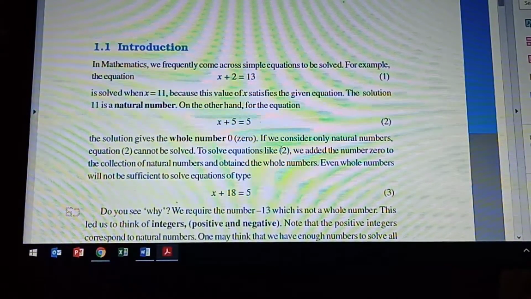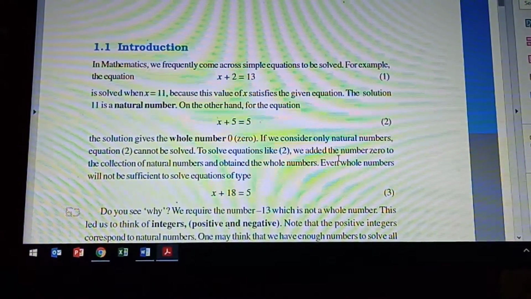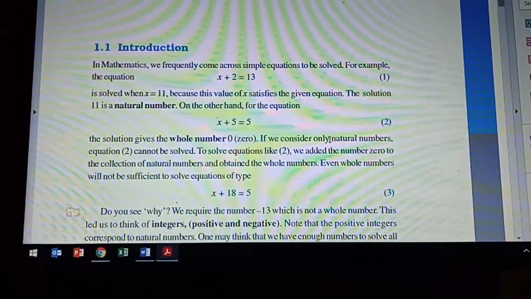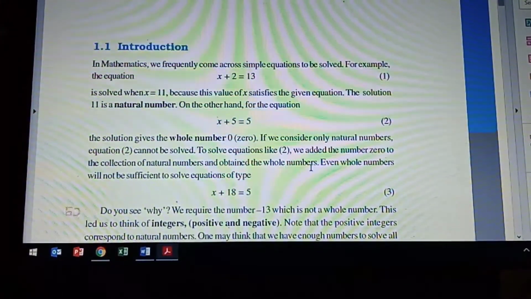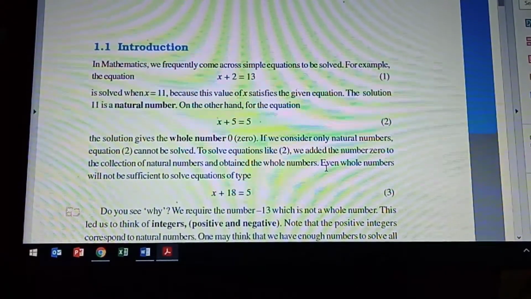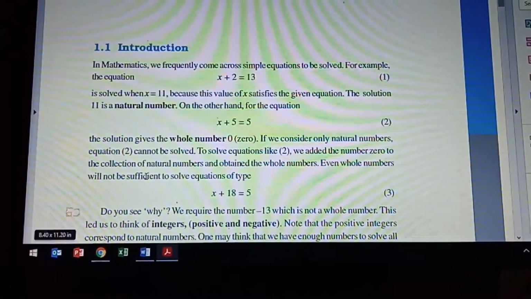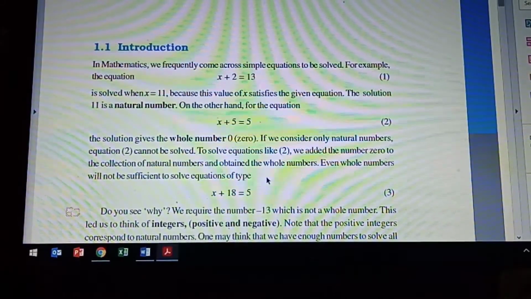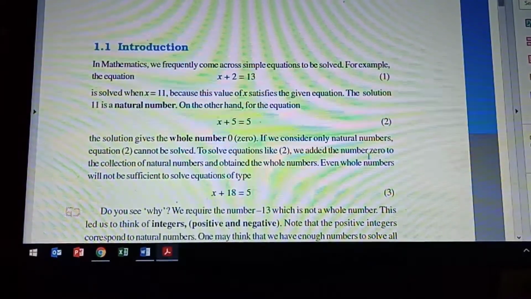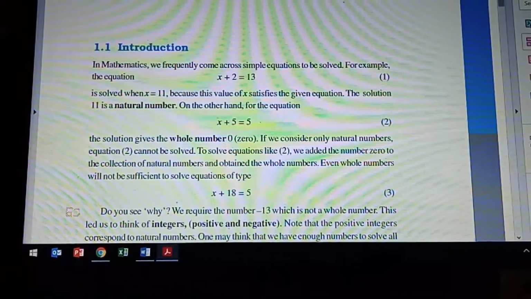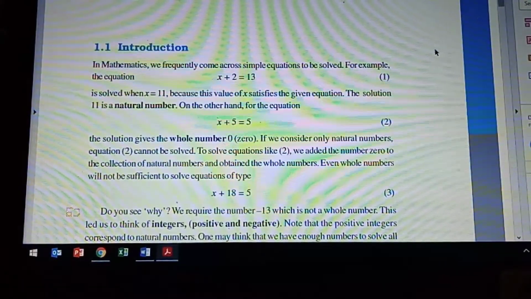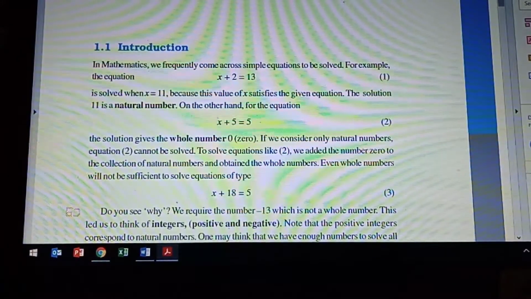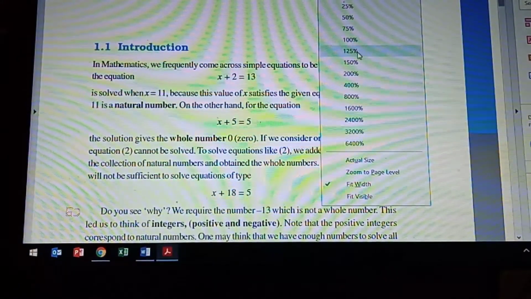To solve an equation like equation 2, we add the number 0 to the collection of natural numbers and obtain the whole numbers. Even whole numbers will not be sufficient to solve equations of this type. Okay, next you just move to equation 3.